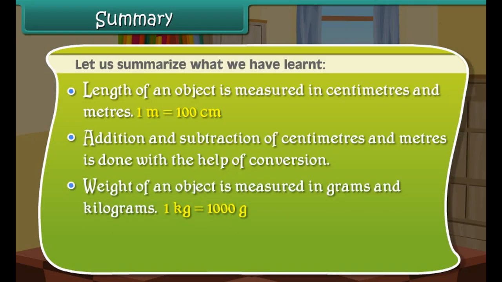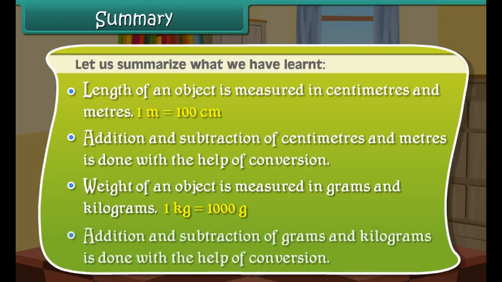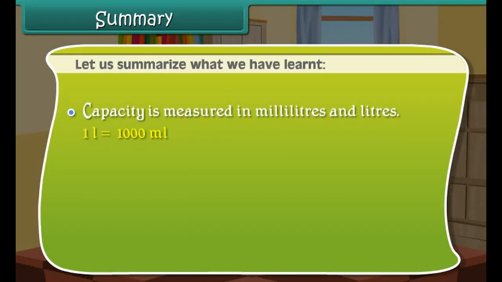Weight of an object is measured in grams and kilograms. 1 kg is equal to 1000 gram. Addition and subtraction of grams and kilograms is done with the help of conversion. Capacity is measured in milliliters and liters.